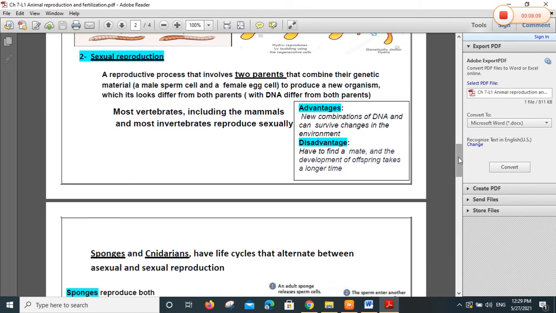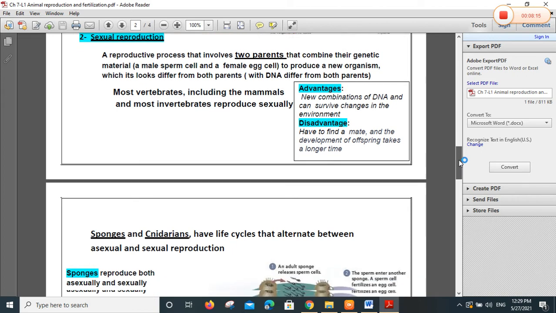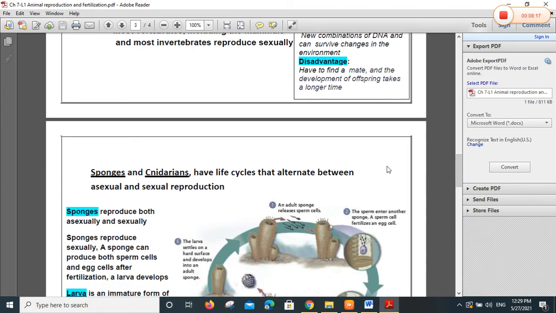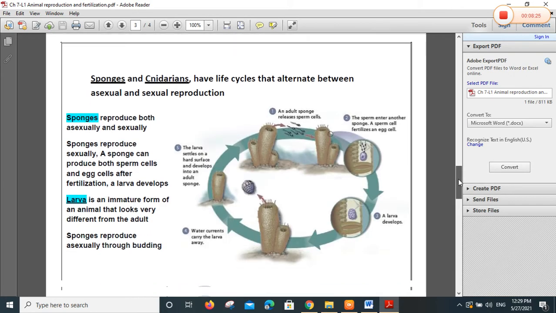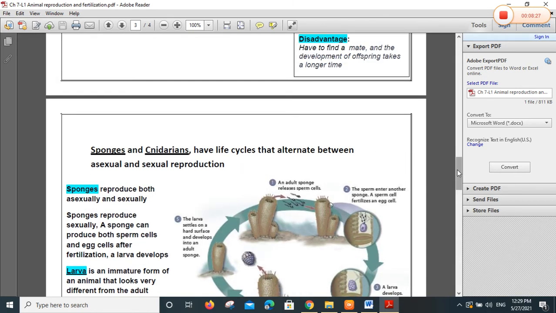Sure, all vertebrates undergo sexual reproduction. Look at the sponges and cnidarians. Both are invertebrates that undergo both sexual and asexual reproduction. Yes. Asexual means budding, as I told you. Budding, and the new one separates itself from the body with the same genetic material.